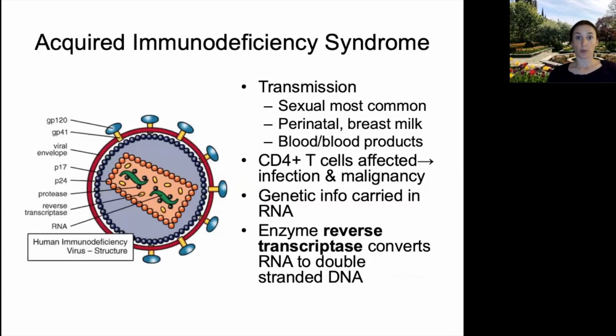We can also develop an acquired immunodeficiency syndrome. It can be transmitted sexually, that's the most common way. It can be perinatal, it could be through breast milk, or through blood or blood products. This is when we have our CD4 T cells that get infected, leading to infection and malignancy. The genetic information is carried in RNA, and it reproduces through the enzyme reverse transcriptase, which converts that RNA to double-stranded DNA. Here's an example of human immunodeficiency virus structure.